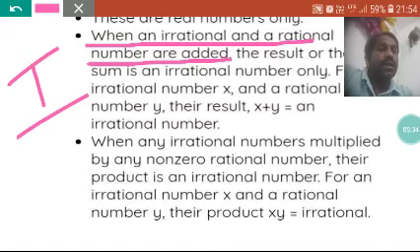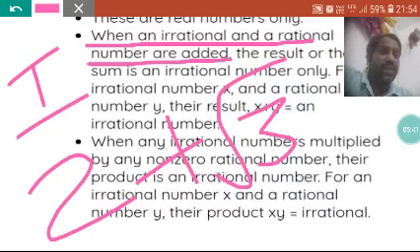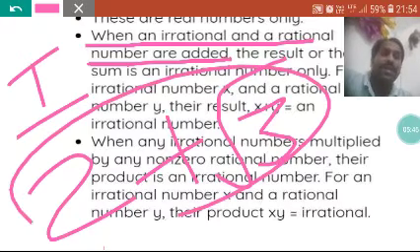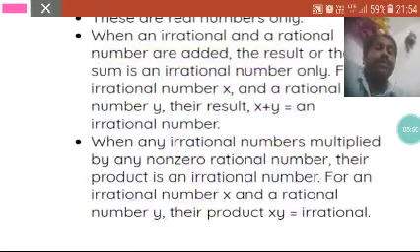Okay, suppose I take 2, which is rational, and root 3. So what do you think? Is it 2 plus 3, 5? No, it is 2 plus root 3 only. So this is an irrational number. This is what it is saying here, properties of irrational numbers.